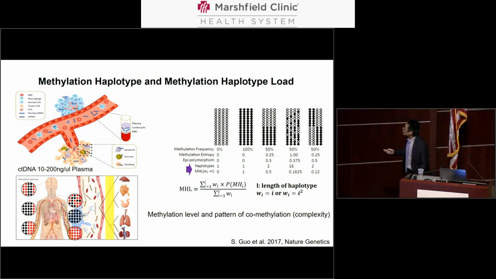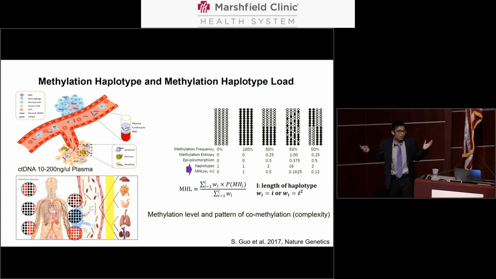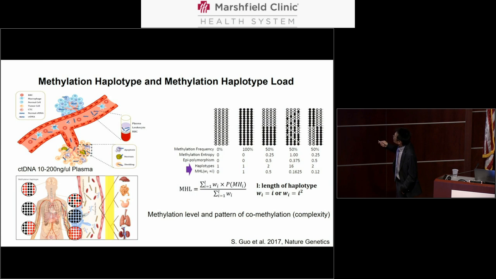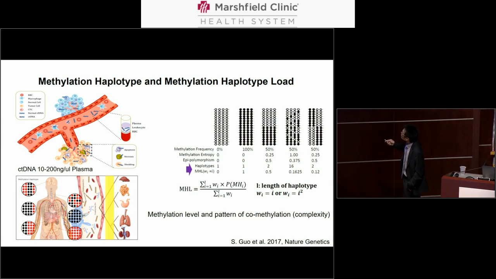So then we were thinking, because this idea is good, why was there no publication before? People are smart. Why didn't they find this? So we checked the previous measurements for methylation, and we found the majority use three different methylation measures, for example, methylation frequency, methylation entropy, or epipolymorphism. You can find there are five different methylation profiles.